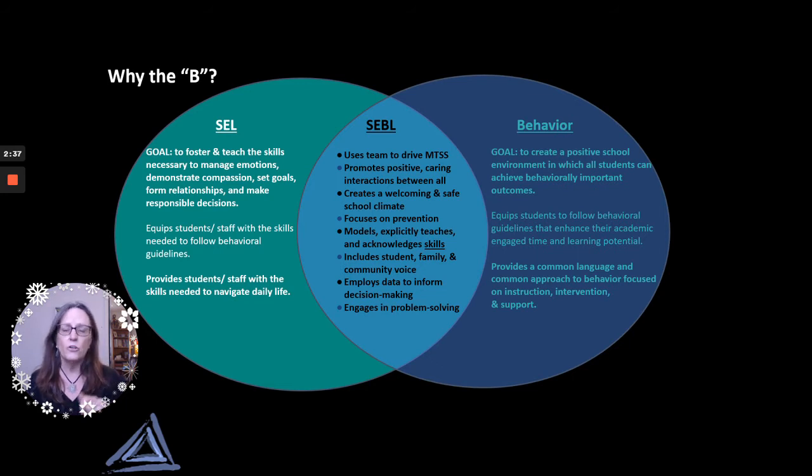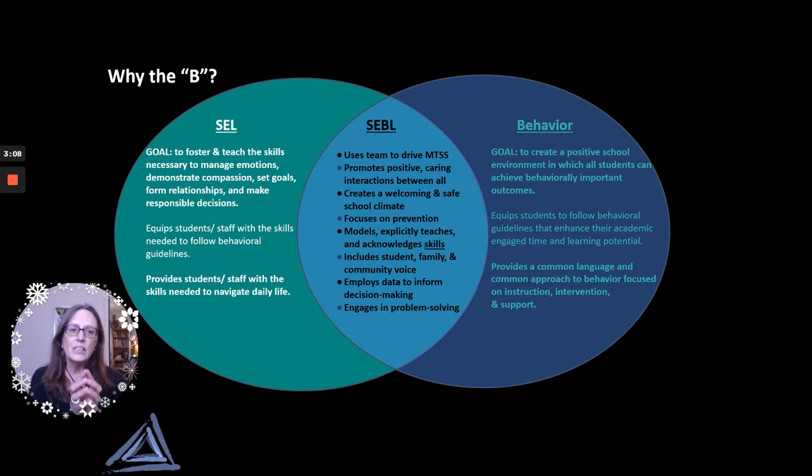With behavior, our goal is to create a positive school environment in which students can achieve behaviorally important outcomes. This allows them to follow the behavioral guidelines, which in turn enhances their academic engaged time and their learning potential. With behavior, we're looking to create a common language and a common approach to behavior that's focused on instruction, intervention, and support. For social emotional behavioral learning, what do they have in common?